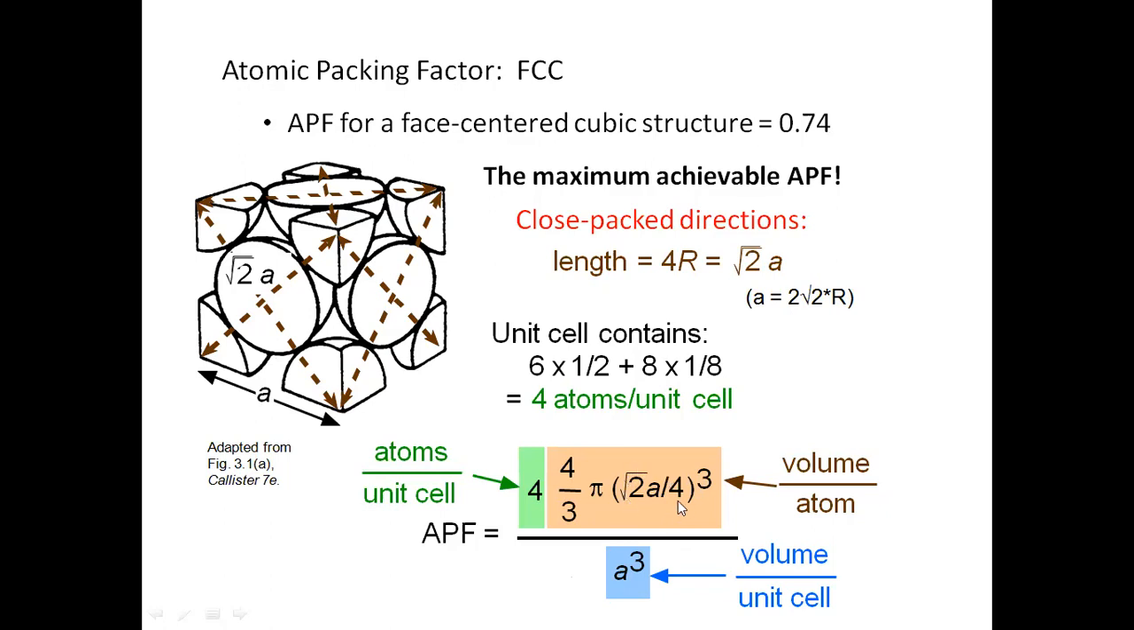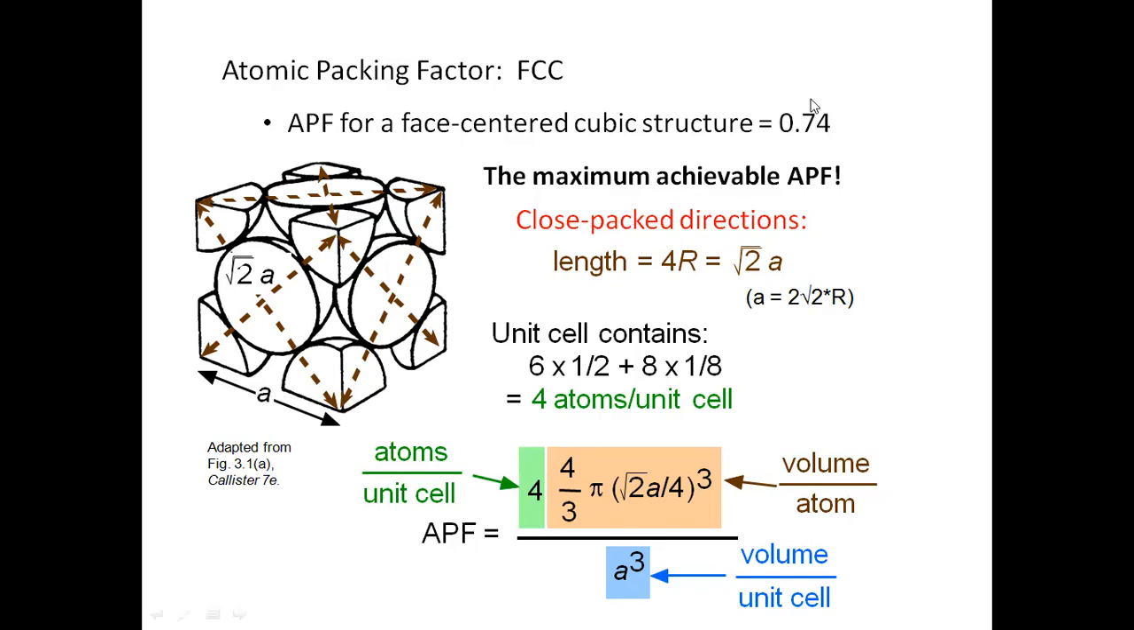Same as here, you can remove everything and simply put your r. Then this r at the bottom there and the r here at the top, mathematically you cancel them out, and the answer that you get is 0.74. Any questions? So examples there are copper, aluminum, nickel, silver have this type of packing.